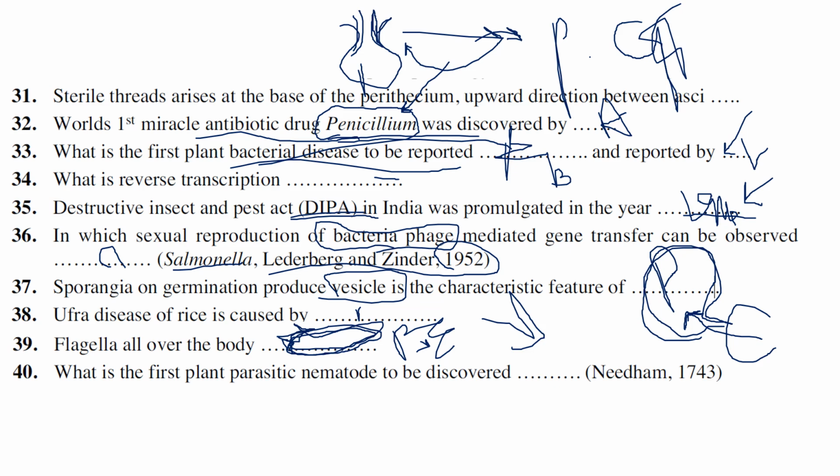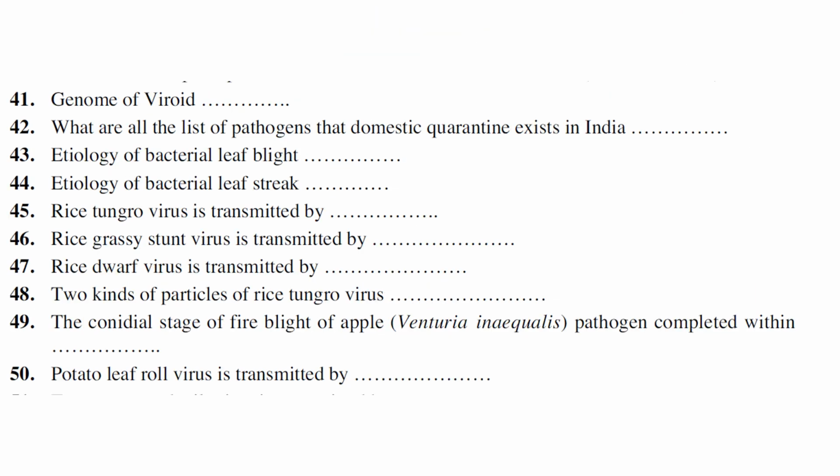What is the first plant pathogenic parasitic nematode to be discovered? Anguina tritici, discovered by Needham in 1743. Genome of viroid: so far there are 40 types of viroids discovered. All the viroids contain a genome of single stranded RNA.